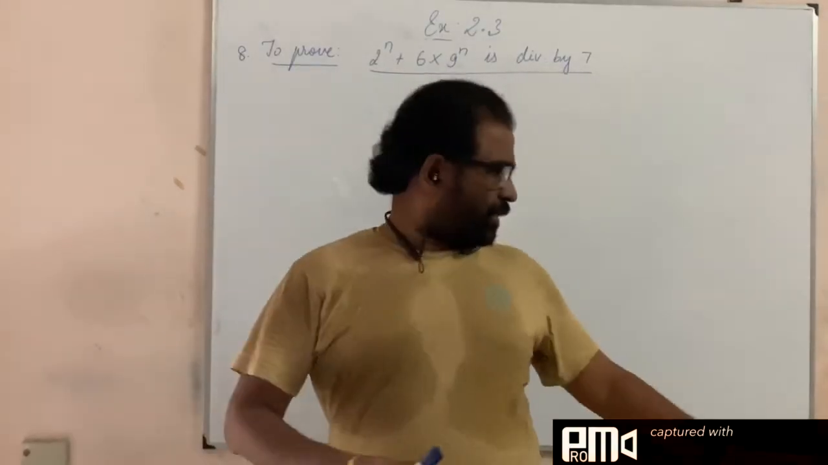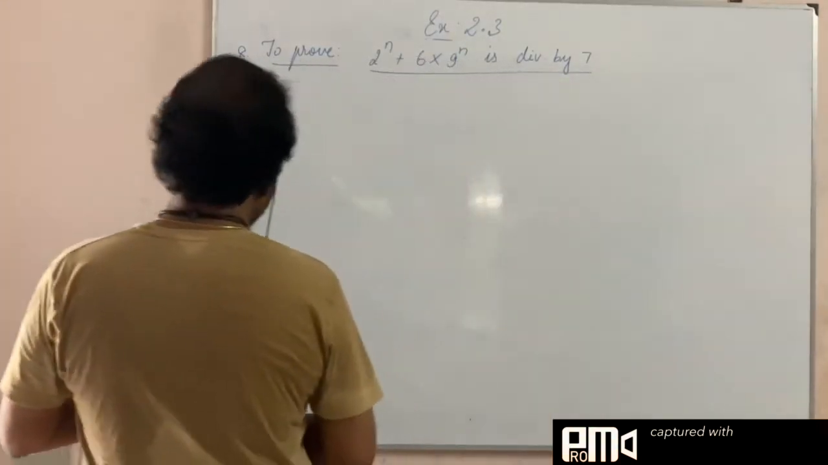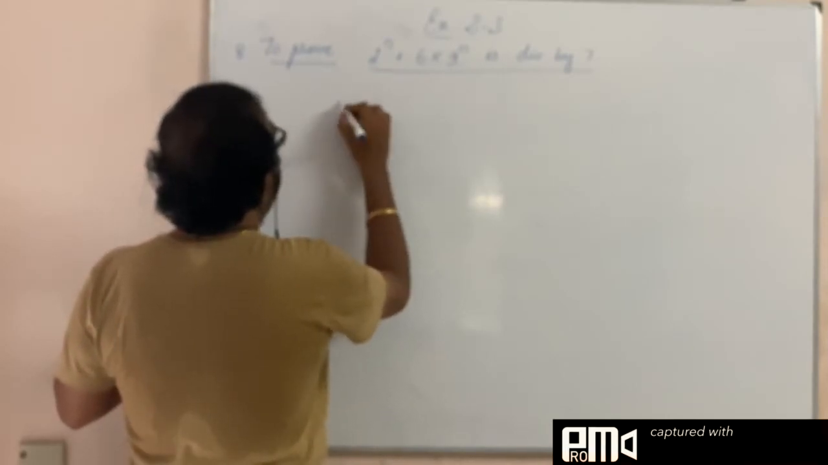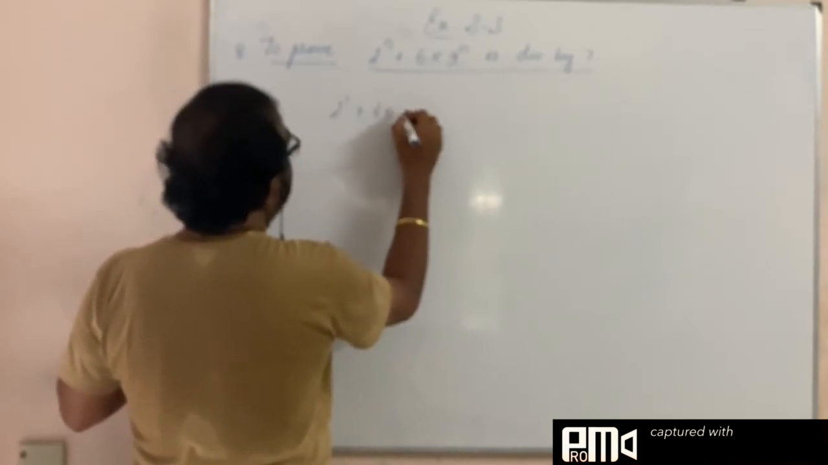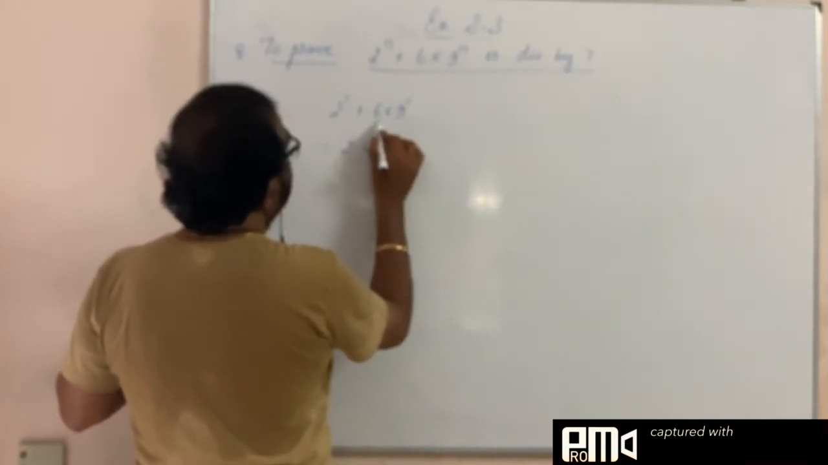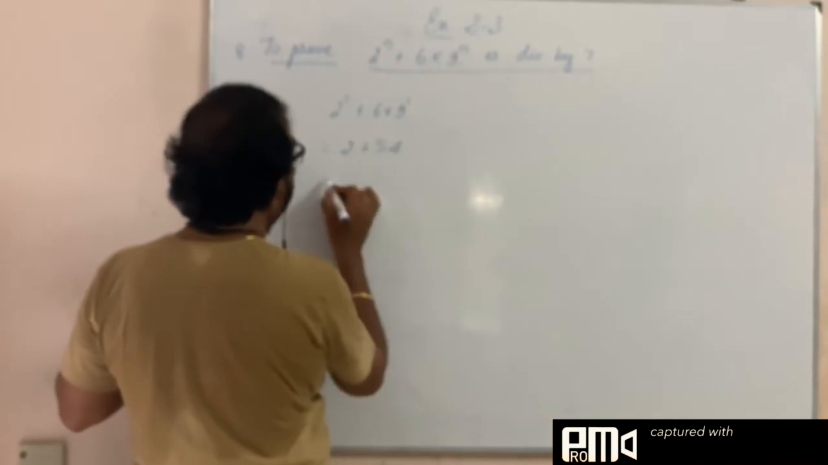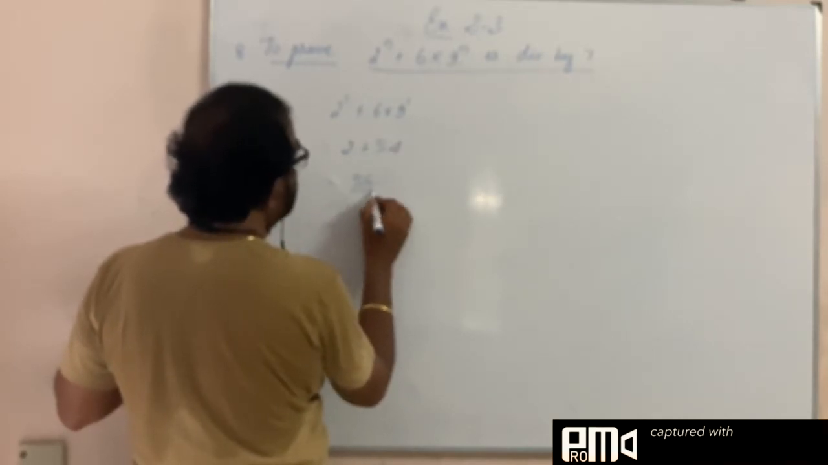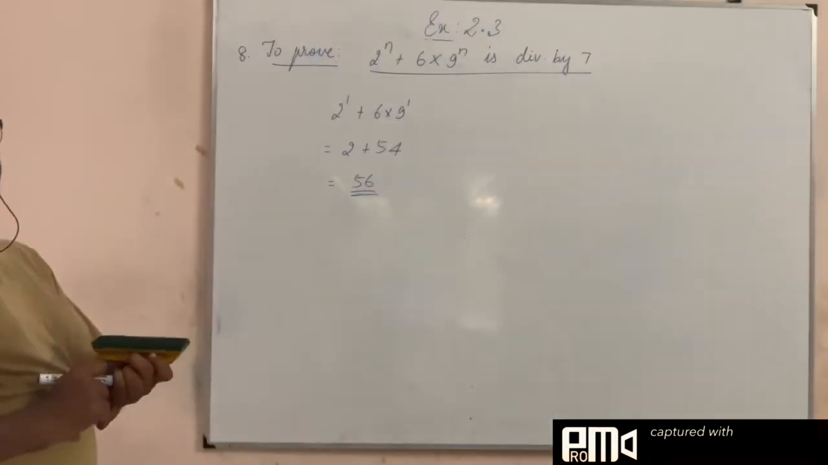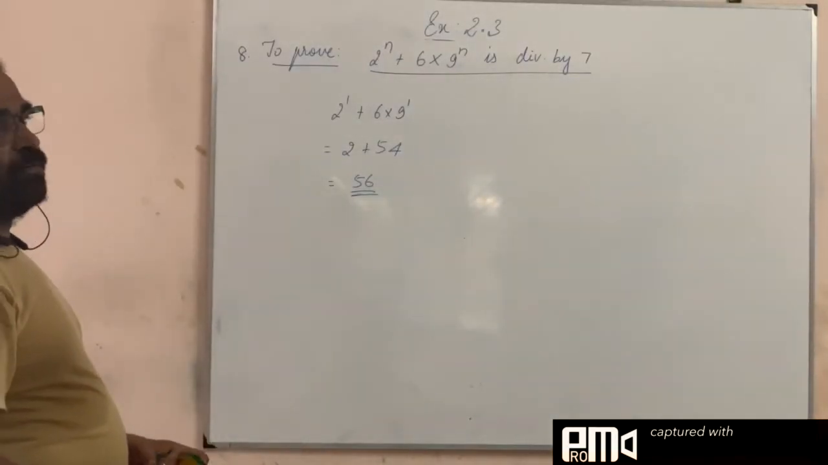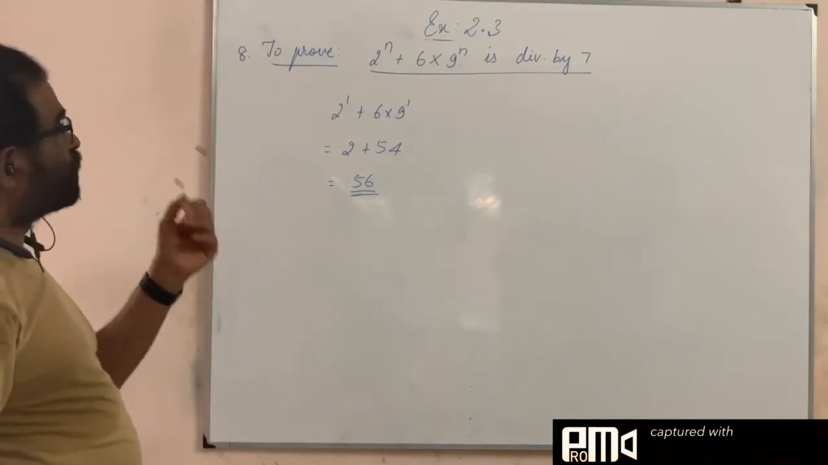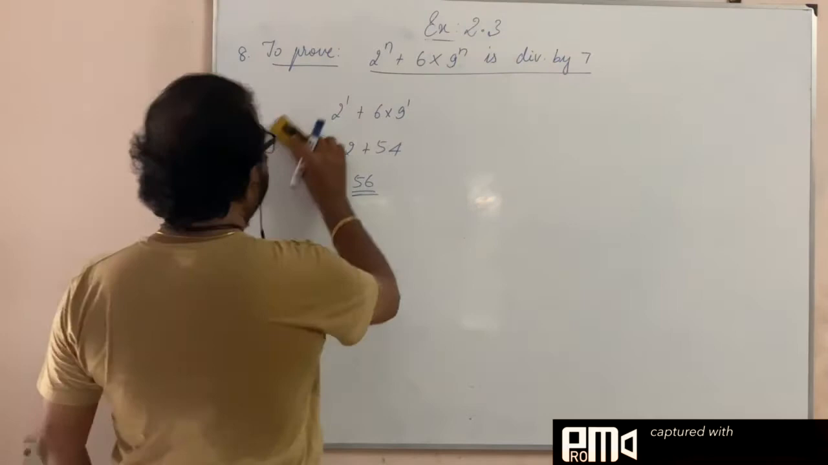For example, I can take n equal to 1. Then this becomes 2 power 1 plus 6 into 9 power 1, that is 2 plus 54, so this is 56. Is 56 divisible by 7? Yes, 56 is divisible by 7. But generally we have to prove 2 power n plus 6 into 9 power n is always divisible by 7. Let's see.